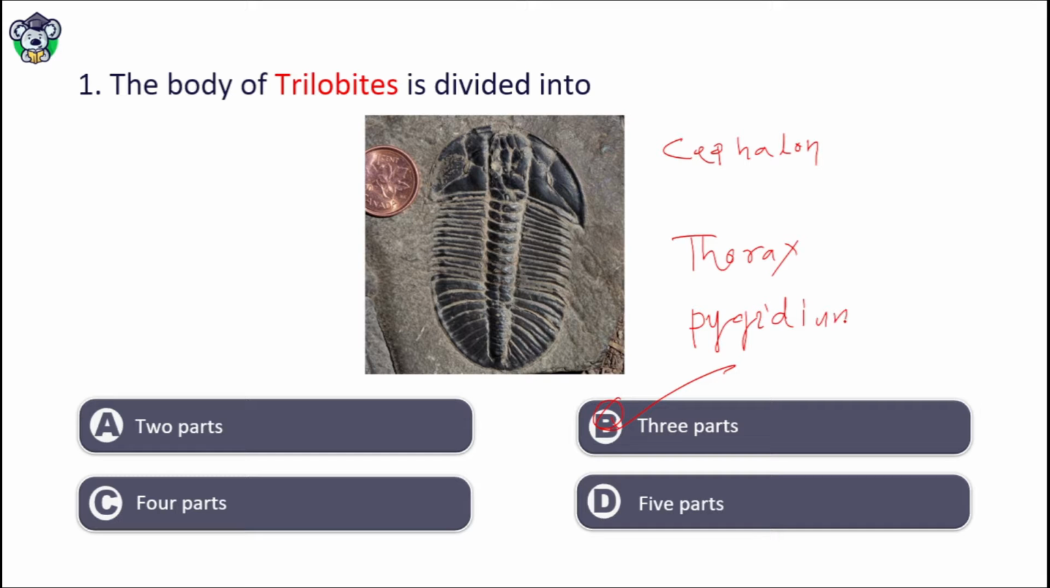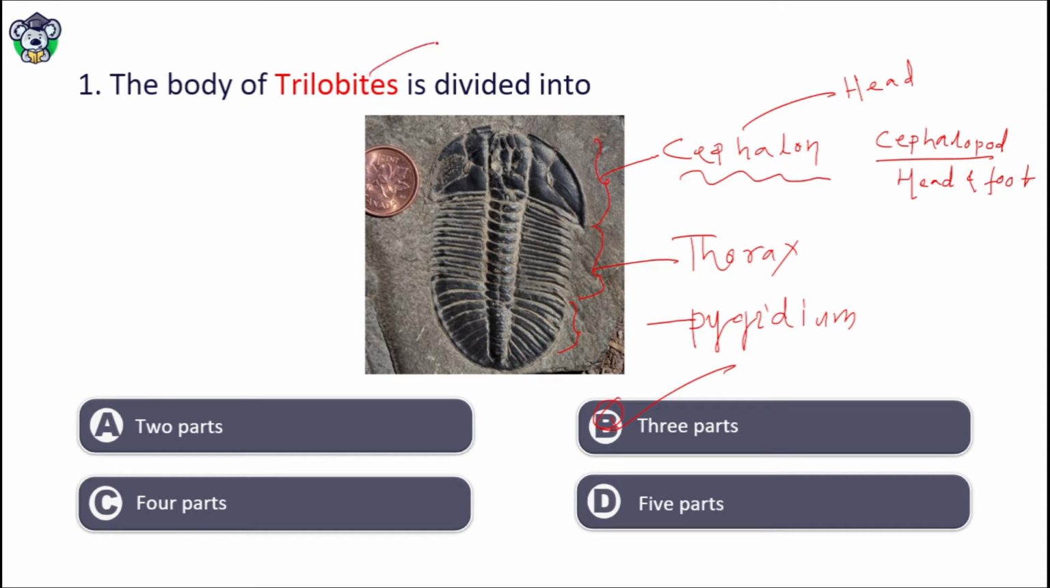This part is called as cephalon, and this middle part is called as thorax, and this last part is called pygidium. The cephalon word literally means head. You might have come across this cephalon word in cephalopod. What does this mean in cephalopod? Head and foot. Trilobites belong to the arthropod family.